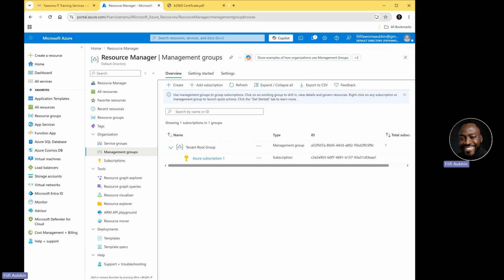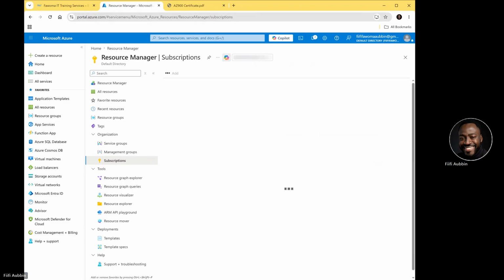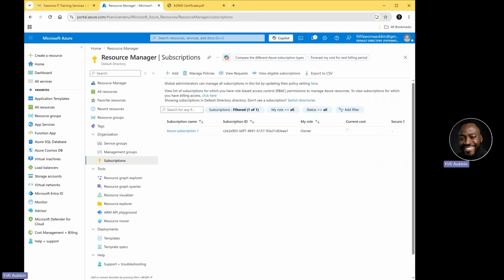So in my case, I only have one subscription. You see my Azure subscription 1 directly under the tenant root group. And this gives us our first level in the Azure hierarchy. We're now going to move down one level, which is the subscription. As I mentioned earlier, I currently have just a single subscription called Azure Subscription 1, but I want you to figure out how to rename that on your own.